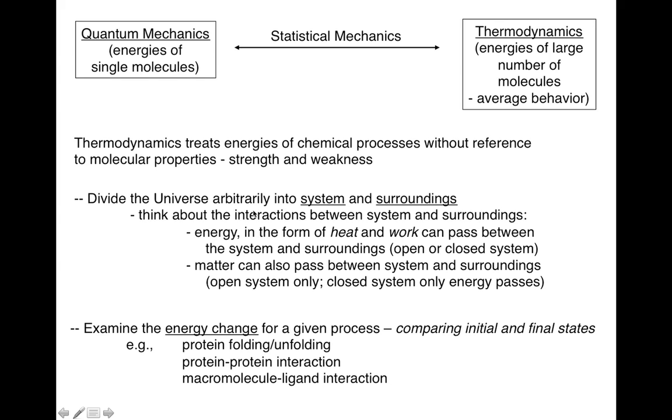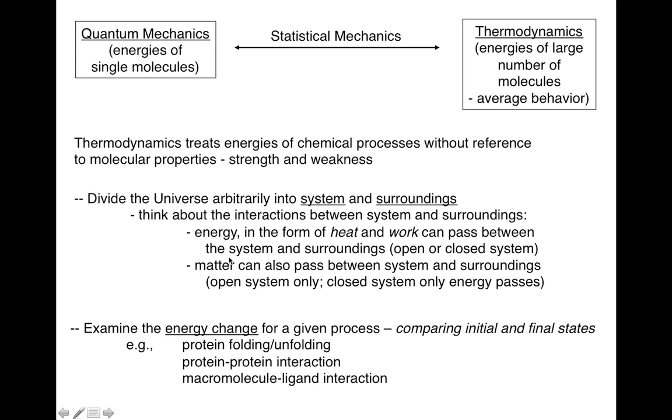You can also have matter passing between system and surroundings, and that would be what's called an open system. An open system allows matter to pass. In a closed system, only energy can pass, and generally we'll be focusing more on the closed systems here.